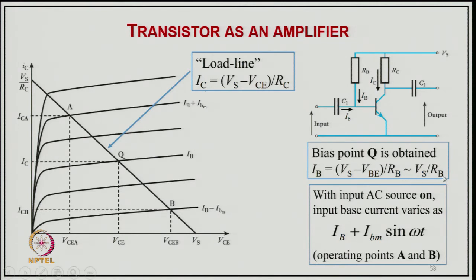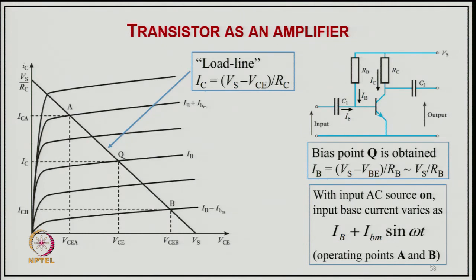So, it will be approximately equal to Vs upon Rb, and with the input AC source on, the input base current will be IB plus IBM sin omega t. This is a very small signal adding to the IB. So, we presume that this current will always be positive, so that it operates all the time with the DC signal only, with a kind of pulsating current over the IB here.